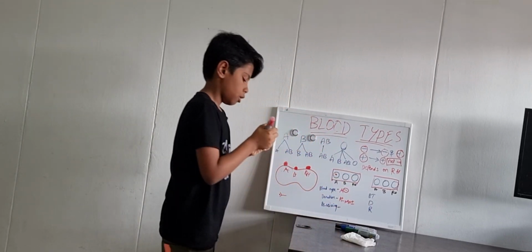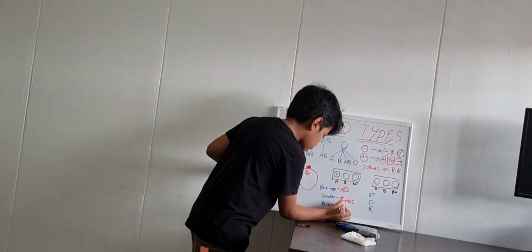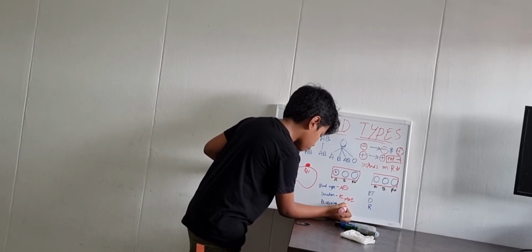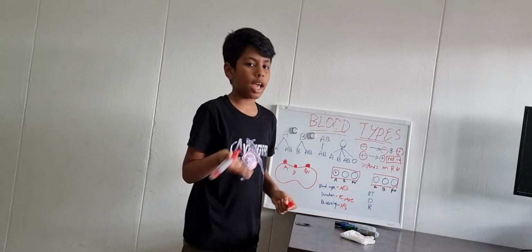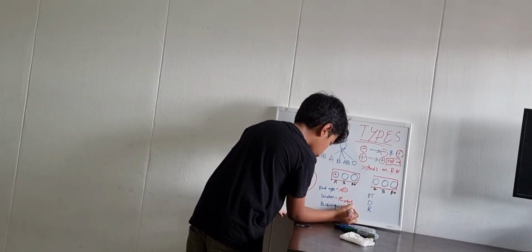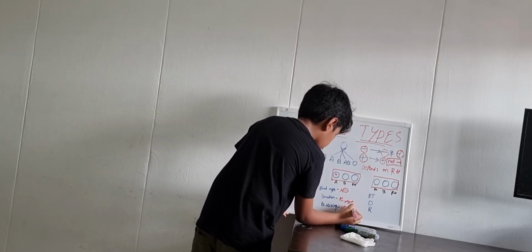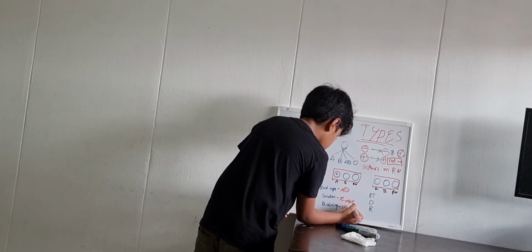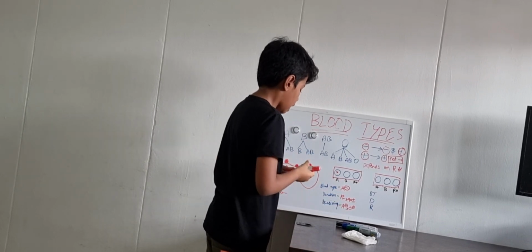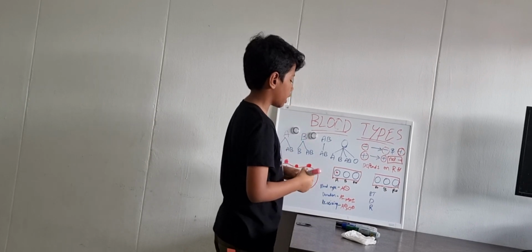Now for the receiving, it will be at least the same, A negative. And one more thing, if you don't have an A and a B antigen, you have O type blood. So it means you have O negative for the receiving. Okay? So the blood type is A negative, the donation is A negative and positive, AB positive and negative, and the receiving will be A negative and O negative.